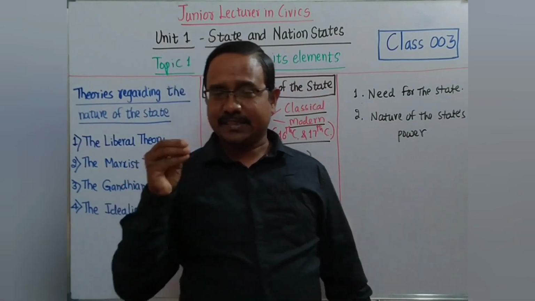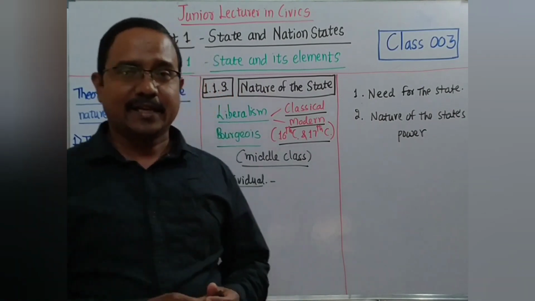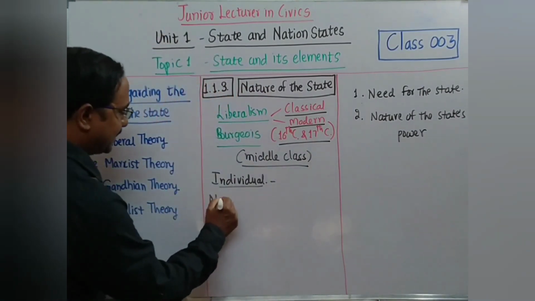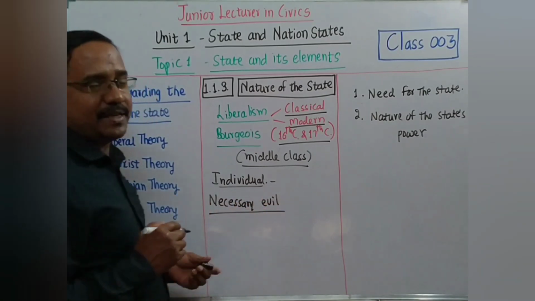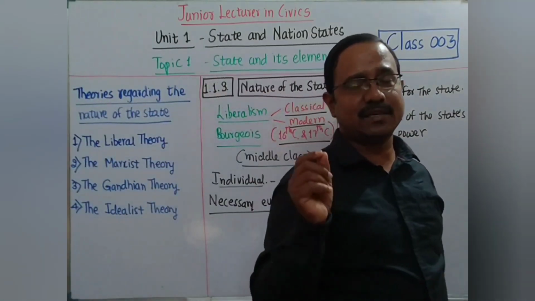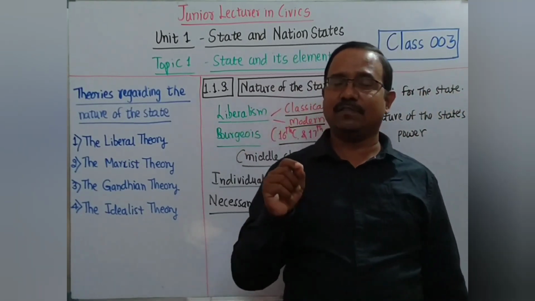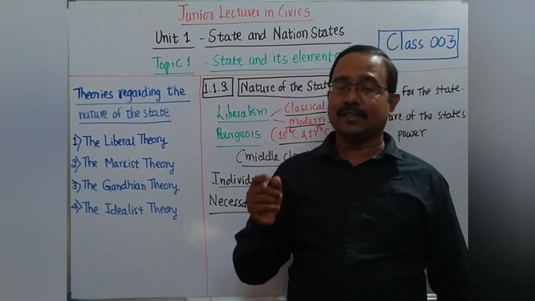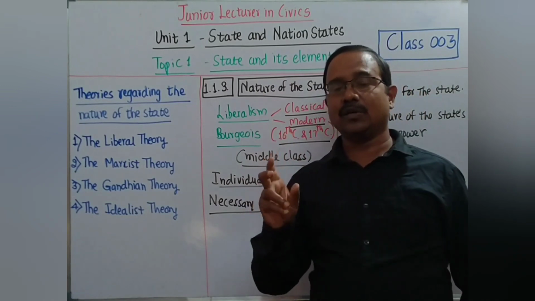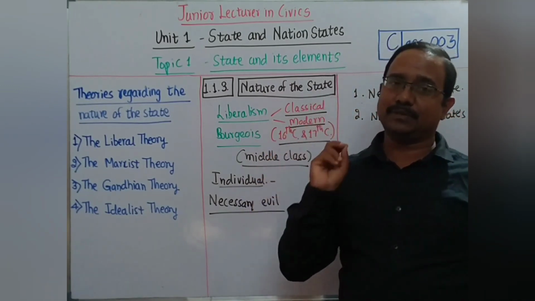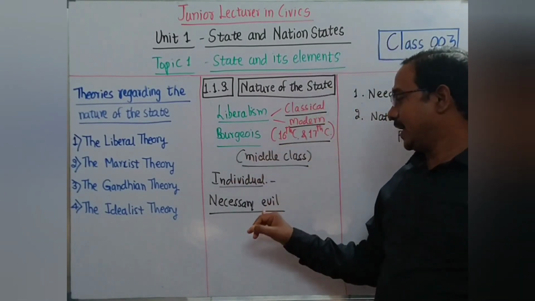Here the liberalists have seen the state as a necessary evil. These are two contradicting terms. Necessary means the existence of the state is necessary, because the state gives protection and security to the individual. The state also becomes evil to the individual, because the state controls the individual in many ways. So the liberalists view the state as a necessary evil.